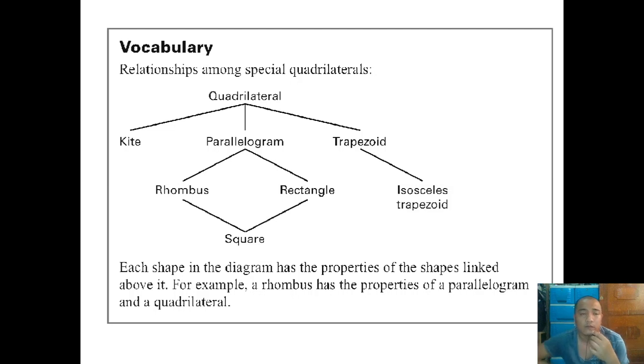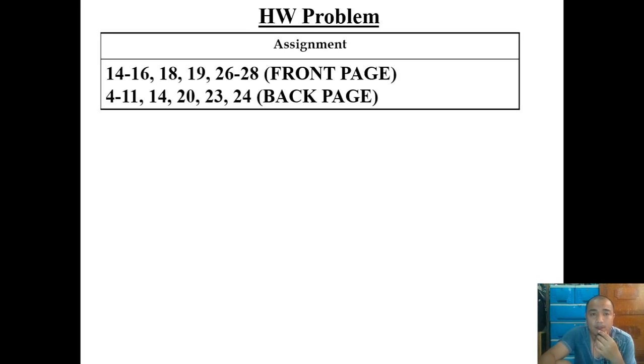So for our vocabulary, the relationships among the special quadrilaterals. 3 kinds of quadrilateral: the kite, parallelogram, trapezoid. Under parallelogram, rhombus, rectangle, and square. Under trapezoid, isosceles trapezoid. Each shape in the diagram has the properties of the shapes linked above it. For example, a rhombus has the properties of a parallelogram and a quadrilateral.